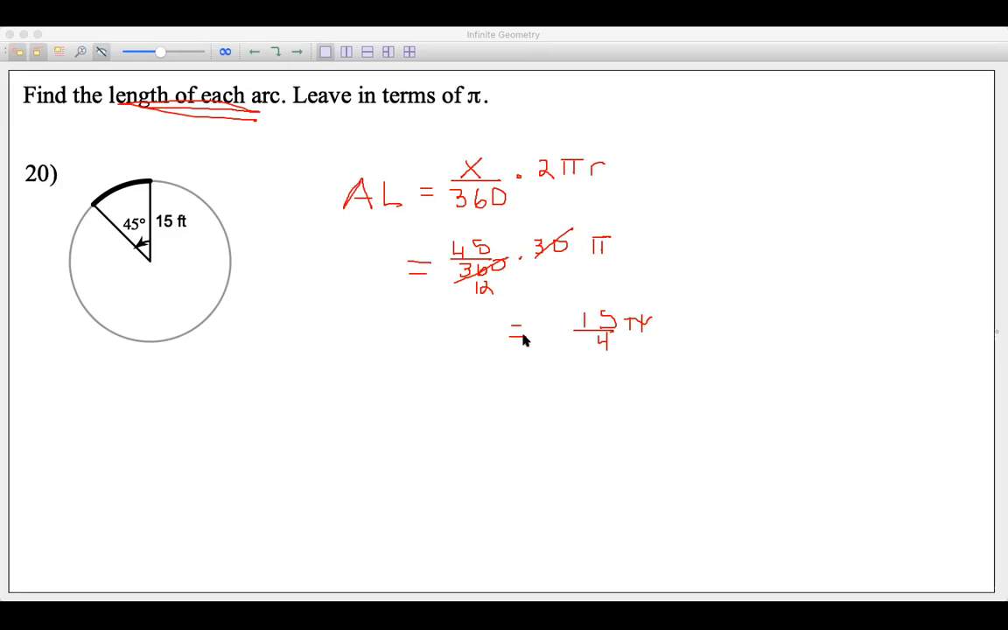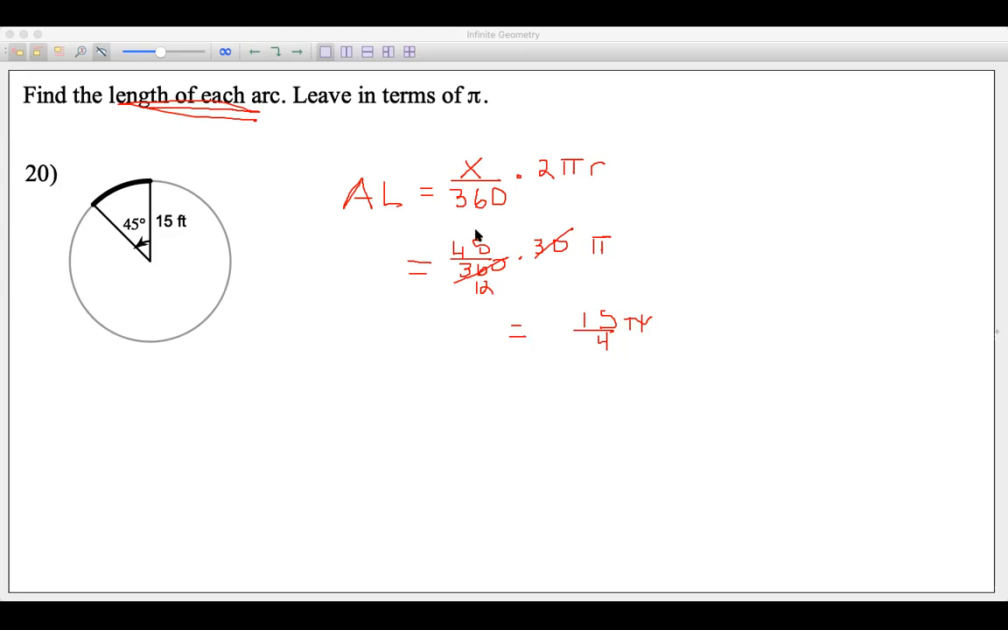That is arc length. X is the central angle or the arc measure, either one, divided by 360 times 2 pi r. Type it right now. And then you got to hit the math button.